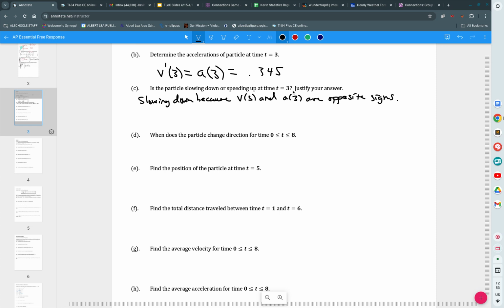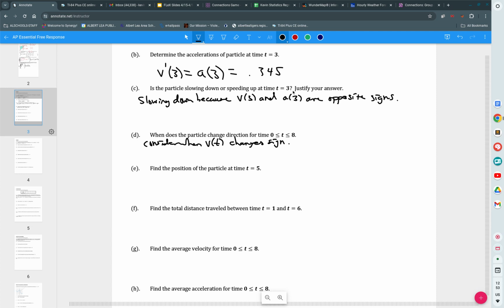When does the particle change direction? How do we figure that out? Consider when v of t changes sign. Aiden is 90% correct in that we want to consider where it's equal to 0, because it changes sign when it is equal to 0. But just because it's equal to 0 doesn't mean that it necessarily changes sign, right? So they do want specifically on the AP exam for you to not say where it is equal to 0, but when does it change sign?